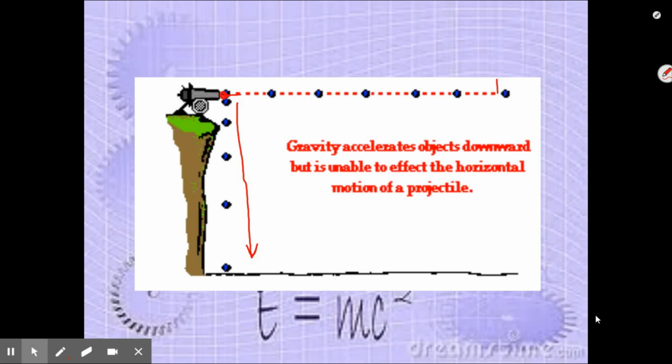So after 1 second, if we go this way, we're here. But if we go down, we're here. After 2 seconds, we're here and we're here. So it's technically going to be out here. After 3 seconds, that cannonball will be there. And after 4 seconds. So that's going to make the curved path that a cannonball actually would fly in.